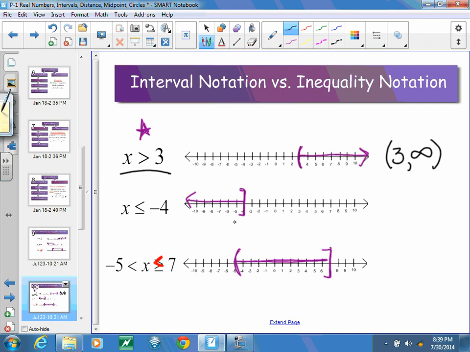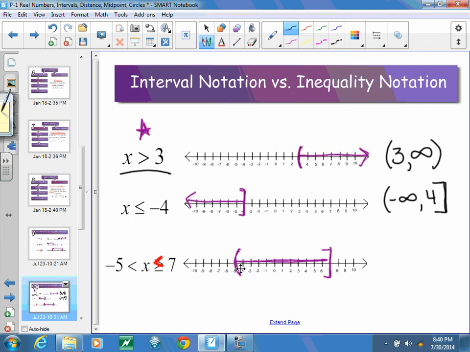If I look at the next example here, I want everything that's less than or equal to negative 4. Well, what I'm going to do here is go from negative infinity to negative 4, and I'm going to have a parenthesis on the left but a bracket on the right. Negative infinity tells me the direction in which we are going, so I'm going from negative infinity to negative 4, and we want to include negative 4.